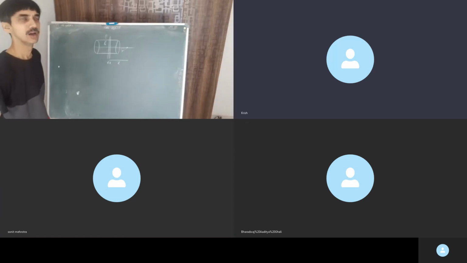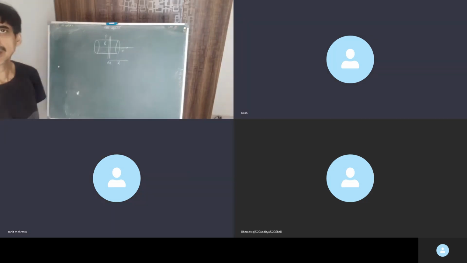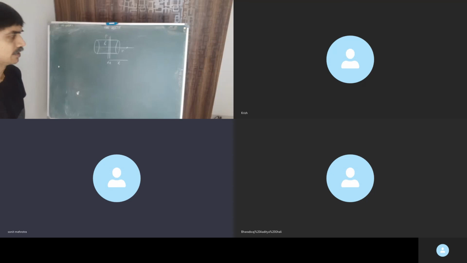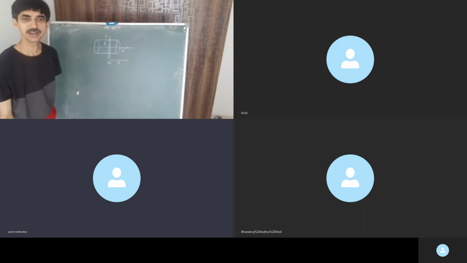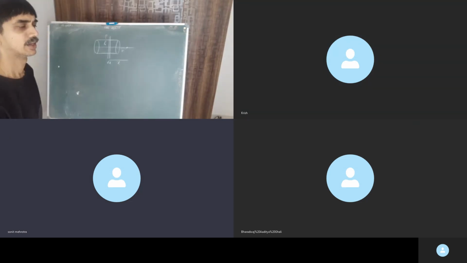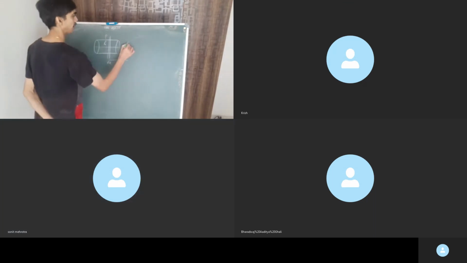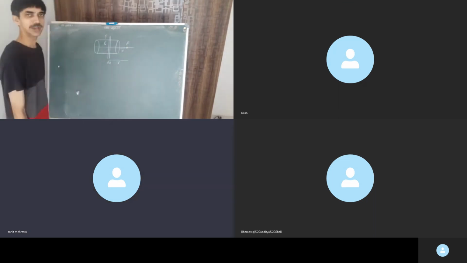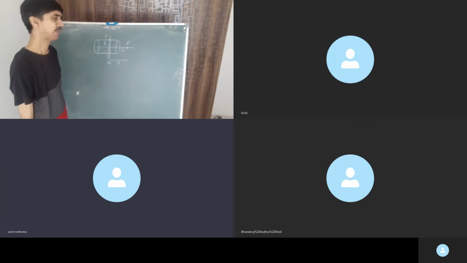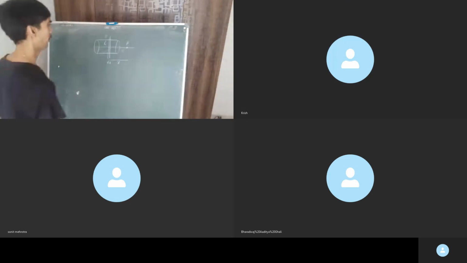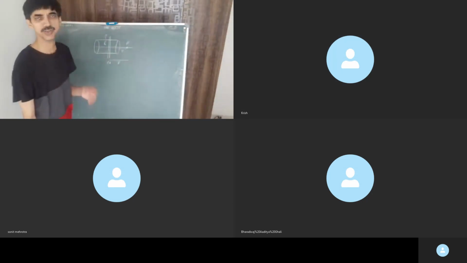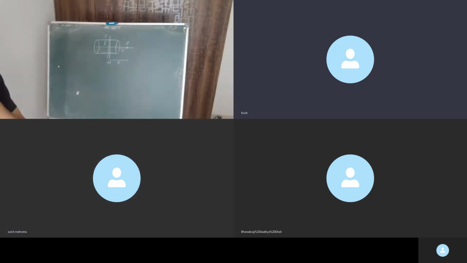Point P is where they want to find the field, correct? It's at distance r from the nearer face. That is where we want to find the effect due to the cylinder. So we will find the effect due to one disk and integrate for the rest. I'll try it, sir.